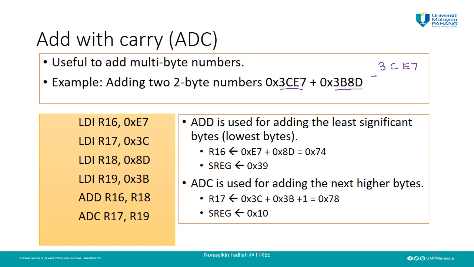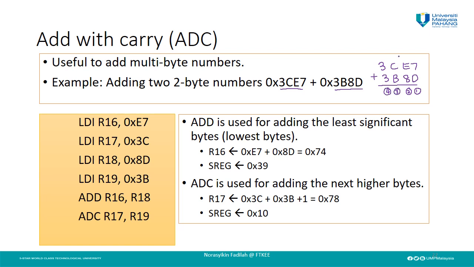3CE7 plus 3B8D, the operation will start from the right side towards the left side. So first we add these two digits together, and then these two digits together, and then number 3 we add these two digits together, and so on.